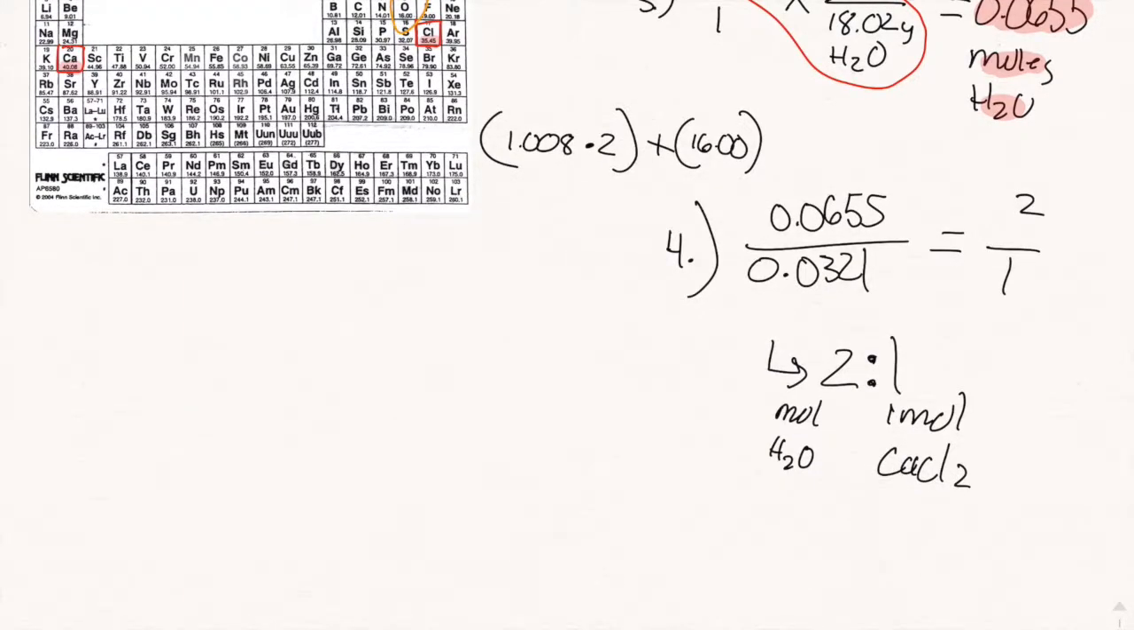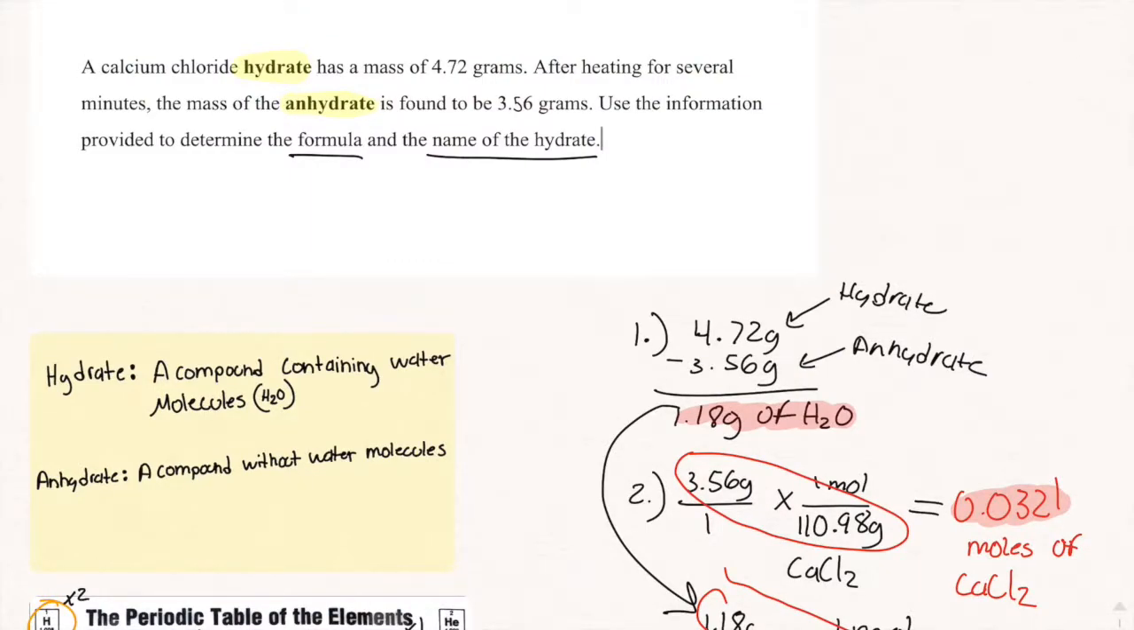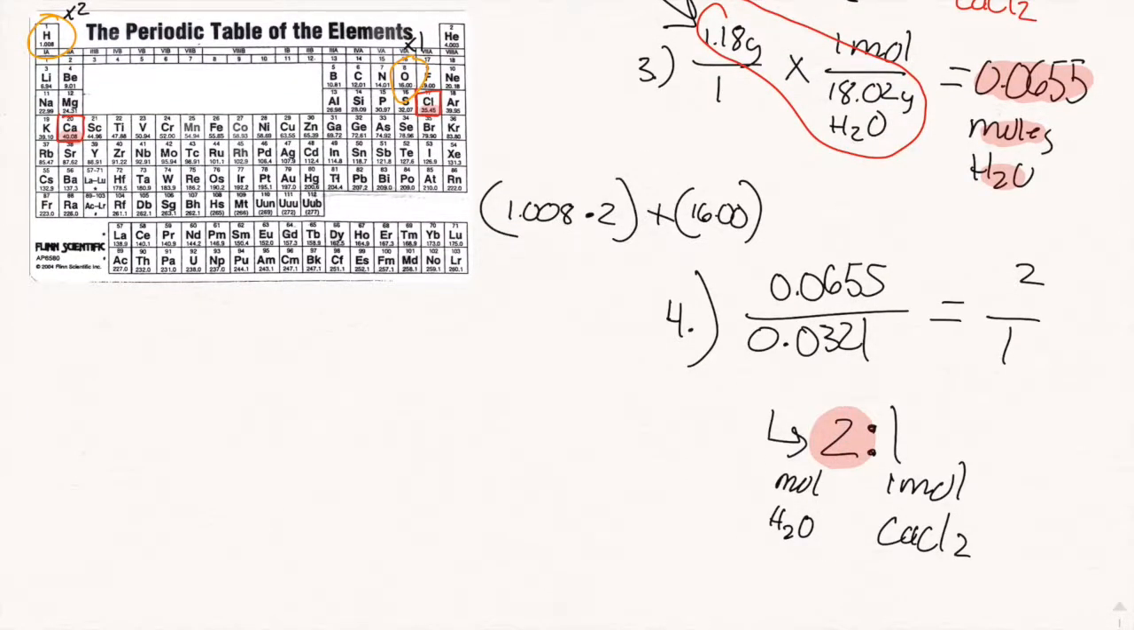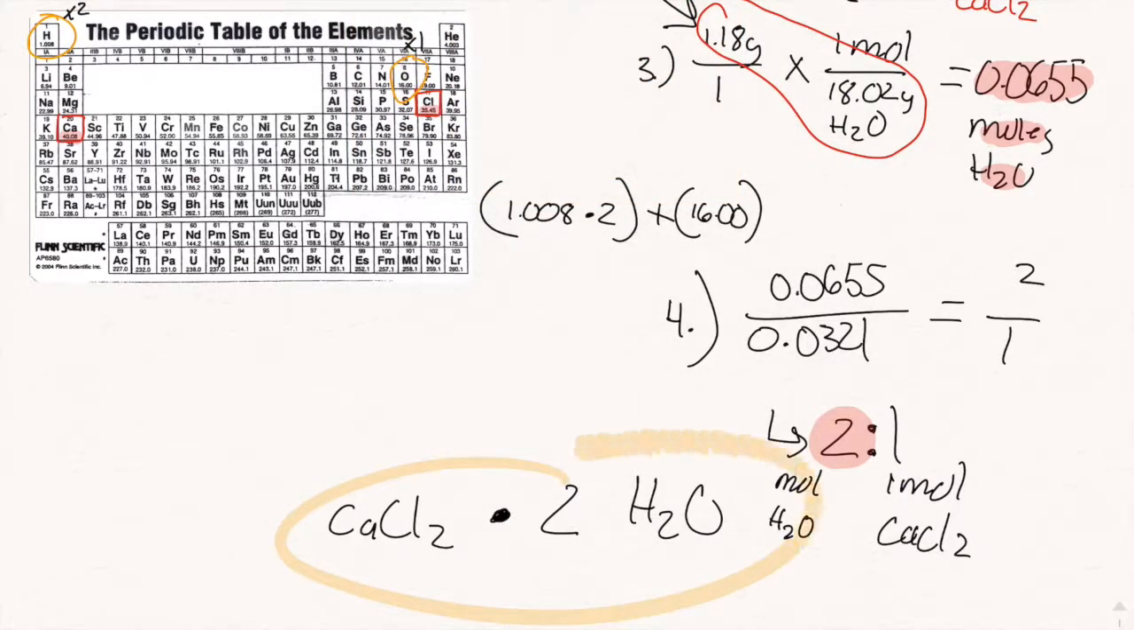Now that we got that, we've actually solved one part that the problem tells us. We actually found out the formula. We know that there are 2 hydrates. So we can write the formula as CaCl2, and then write it like this, 2H2O. We found out how many water molecules. We found out the hydrate part. So this right here is our formula. We just found one part of the answer.